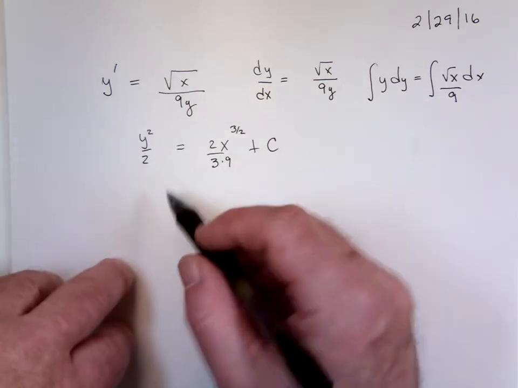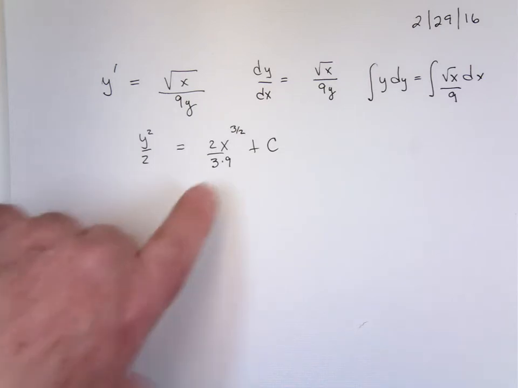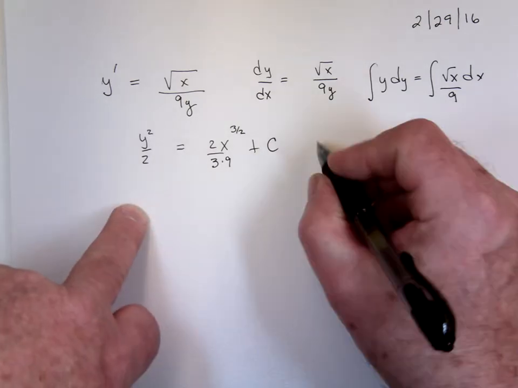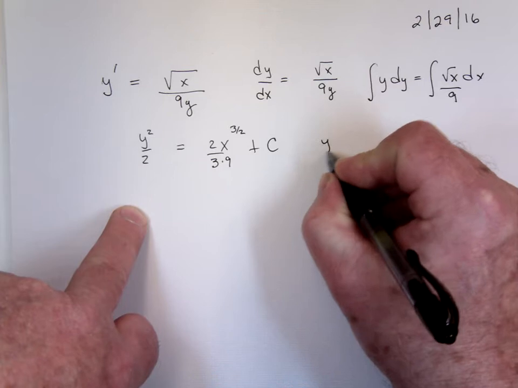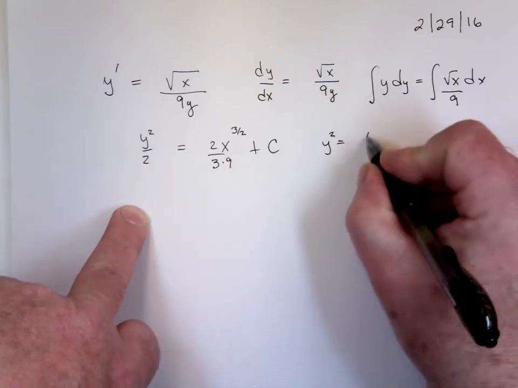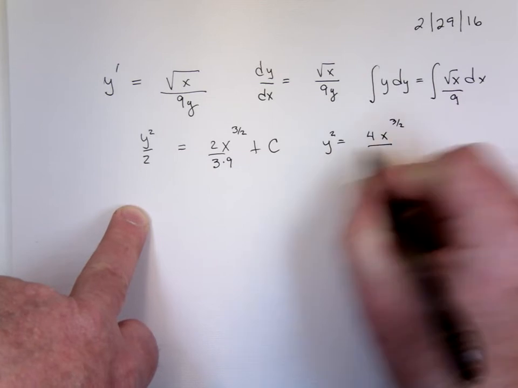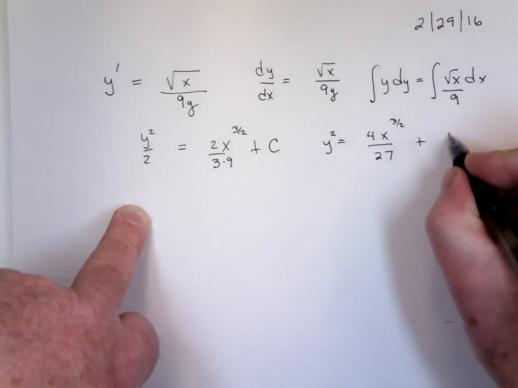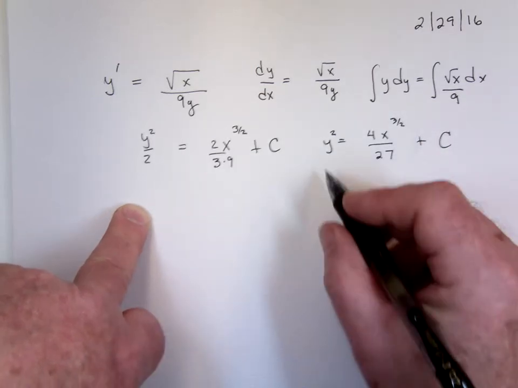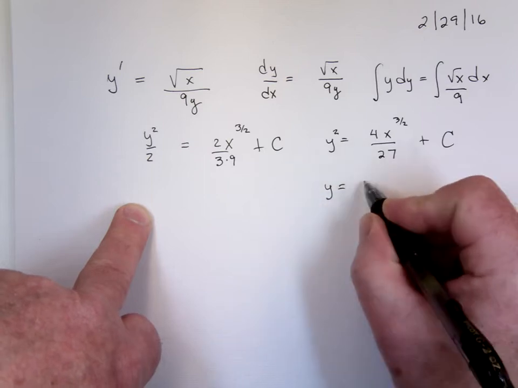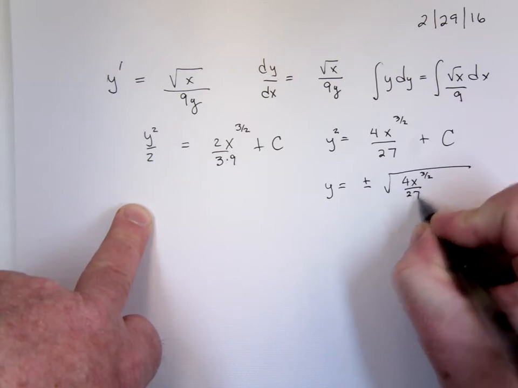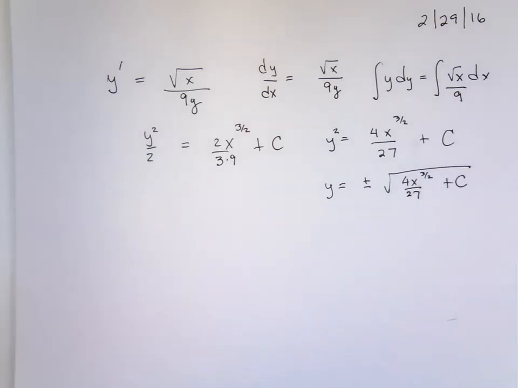Now, I'm not sure what form they want it in. If they want you to solve for y, you would multiply by 2 and take the square root, if that's the answer they want. So what you would do is say y squared is equal to, multiply by 2, so you get 4x to the 3/2 over 27. Now you get 2 times c. Well, guess what? 2 times a constant is still a constant. Okay? And then take the square root of each side. Boy, this is a kind of a poor problem here, but that's what you have. Okay. I don't know what form they want it.